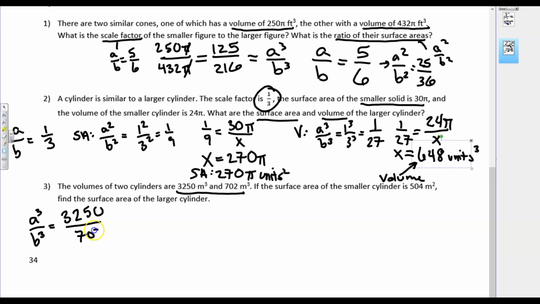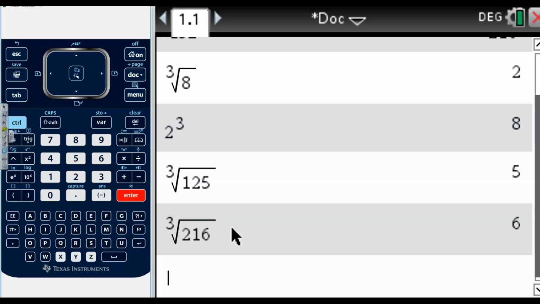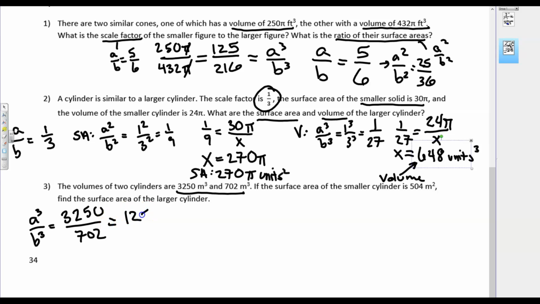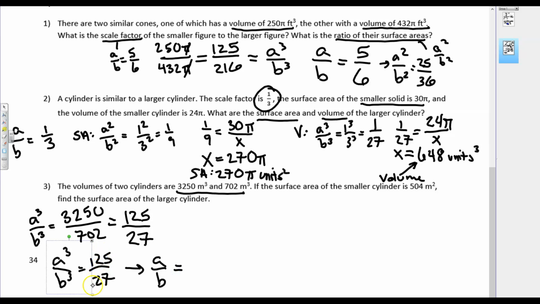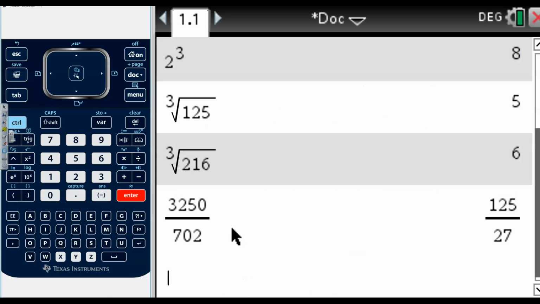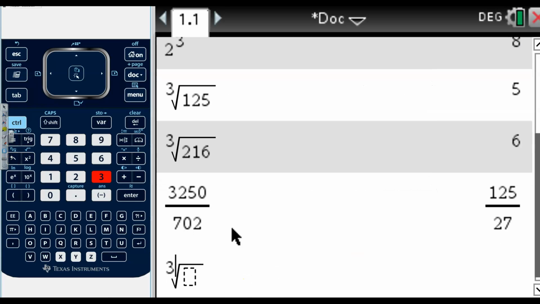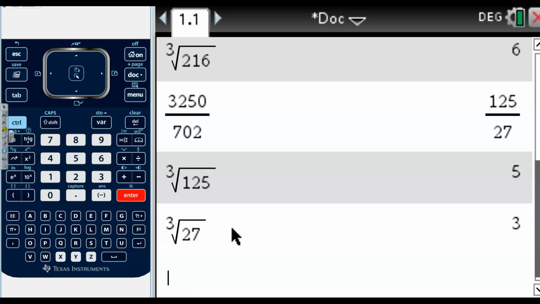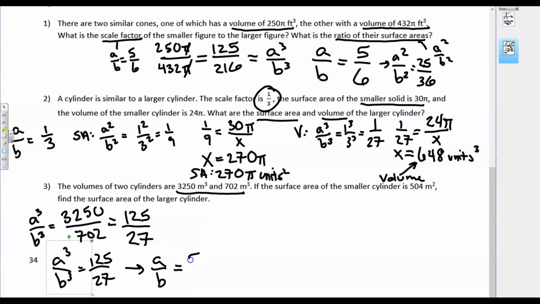So I know that A cubed over B cubed must be the ratio of these 2 volumes, 3,250 and 702. I'm going to plug those into my calculator real quick and see if that reduces. 3,250 over 702 is 125 over 27. So that means A cubed over B cubed is 125 over 27. I need to figure out what A over B is, and to do that I have to cube root both these numbers. The cube root of 125 gets me 5. Similarly, the cube root of 27 gets me 3. So this ratio ends up being 5 over 3.